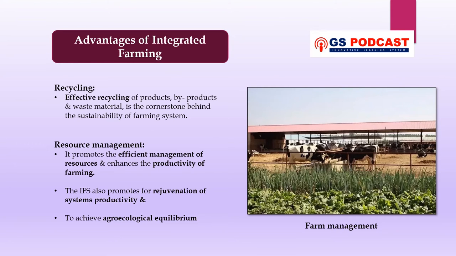Now fifth one is resource management. So it also promotes the efficient management of resources, and this enhances the productivity of the farming. And this integrated farming system also promotes rejuvenation of system productivity and helps achieve agroecological equilibrium. So these are the advantages of the integrated farming system.